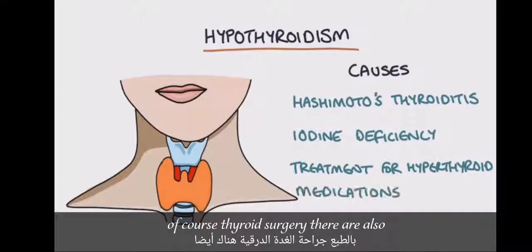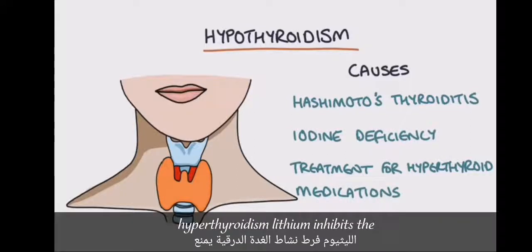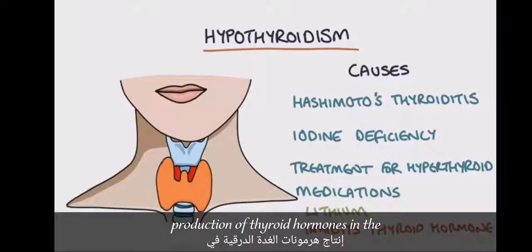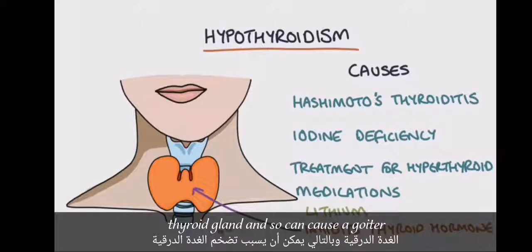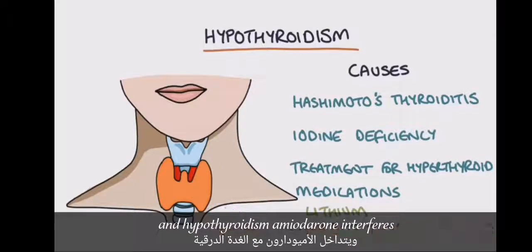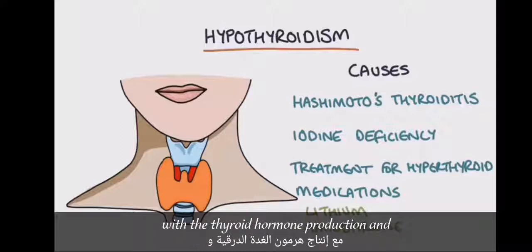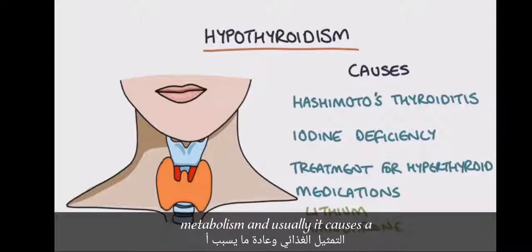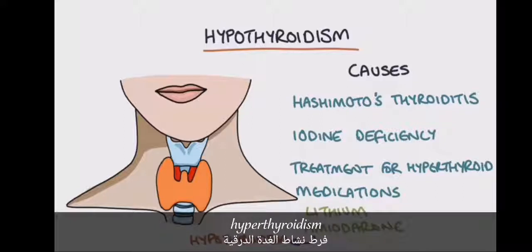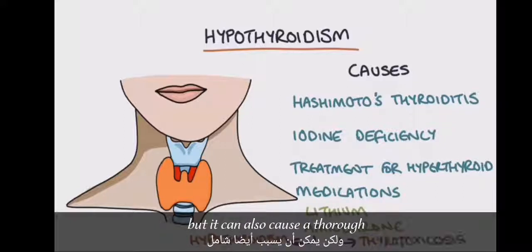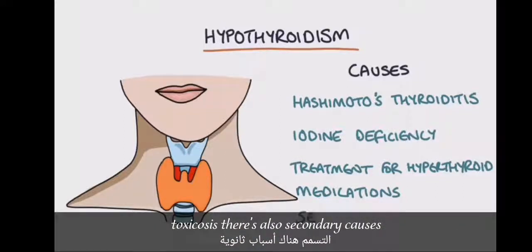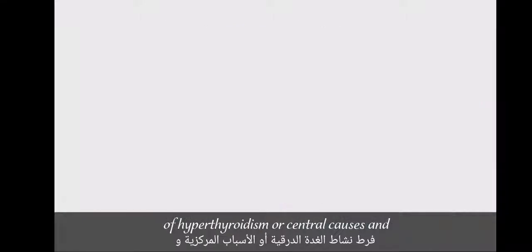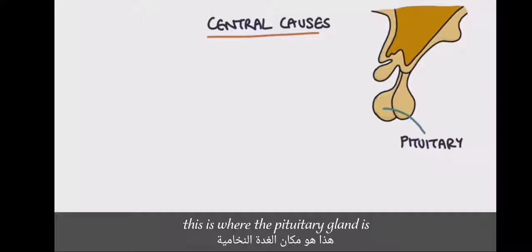There are also medications that can cause hypothyroidism. Lithium inhibits the production of thyroid hormones in the thyroid gland and so can cause a goiter and hypothyroidism. Amiodarone interferes with the thyroid hormone production and metabolism, and usually it causes a hypothyroidism, but it can also cause a thyrotoxicosis.